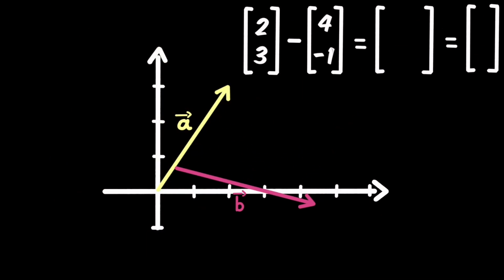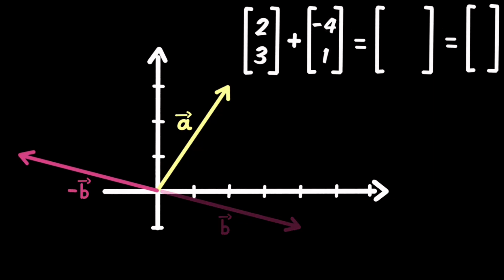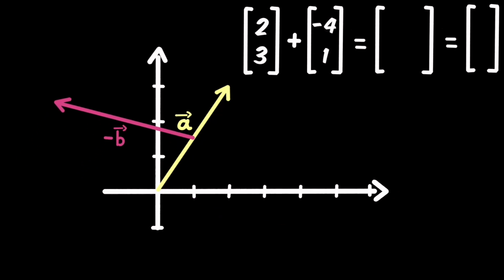Subtraction works very similarly. In fact, it can be understood as addition with the opposite vector. I simply add the negative of the second representative, which has the same length but points in the exact opposite direction.